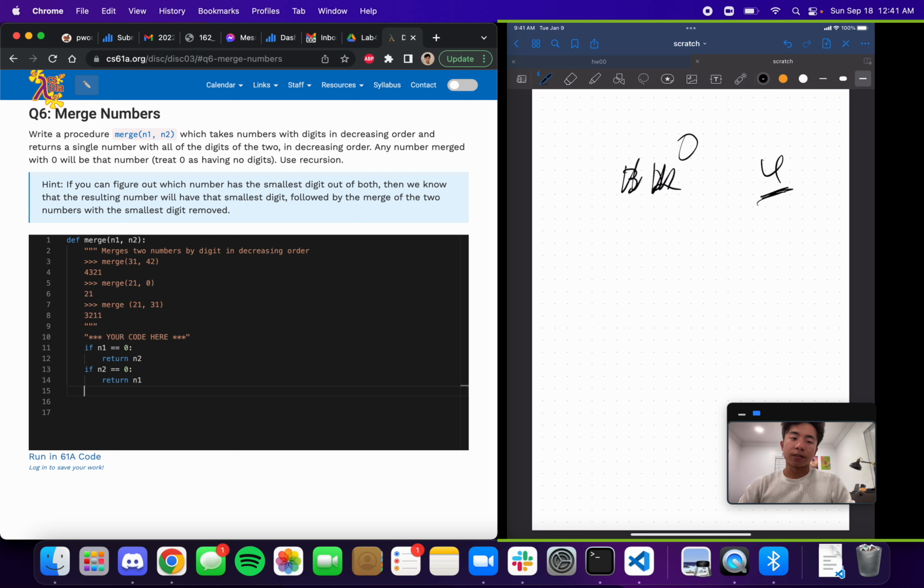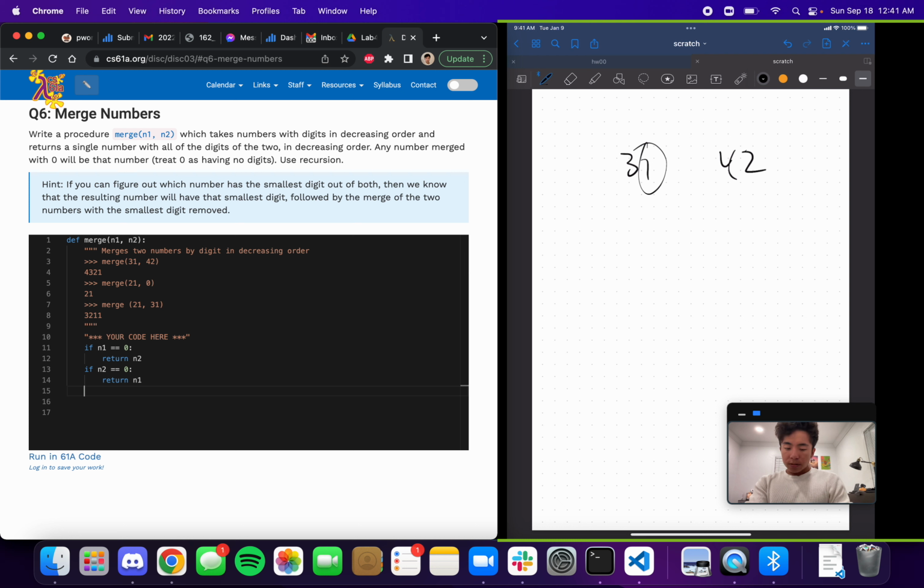Now here comes the recursive call. Remember, I'll bring back this example. We have 31, 42. We're trying to find the smallest digit of n1 and n2, because if we find the smallest digit out of both of them, that's the smallest digit of the entire number that we're merging in. And we can take that out, make the recursive calls, and get our solution.